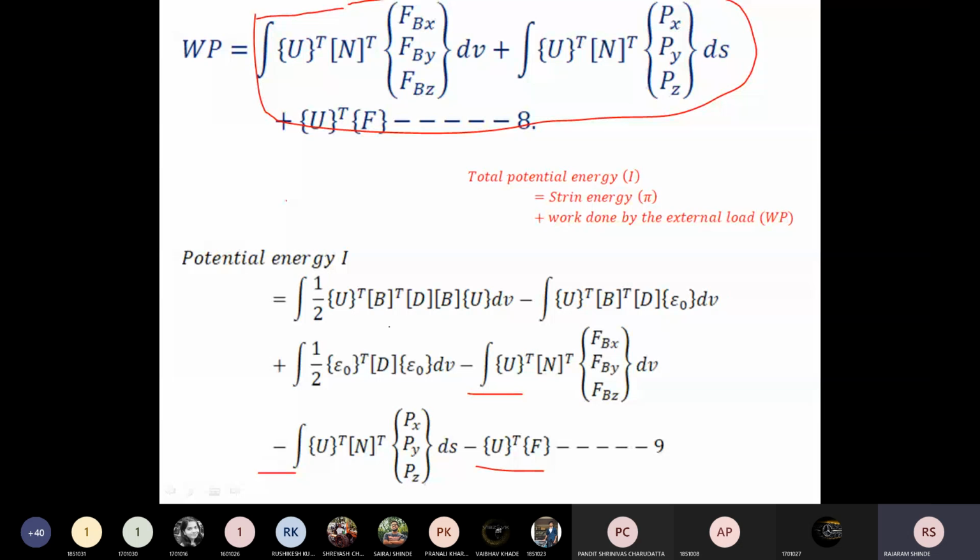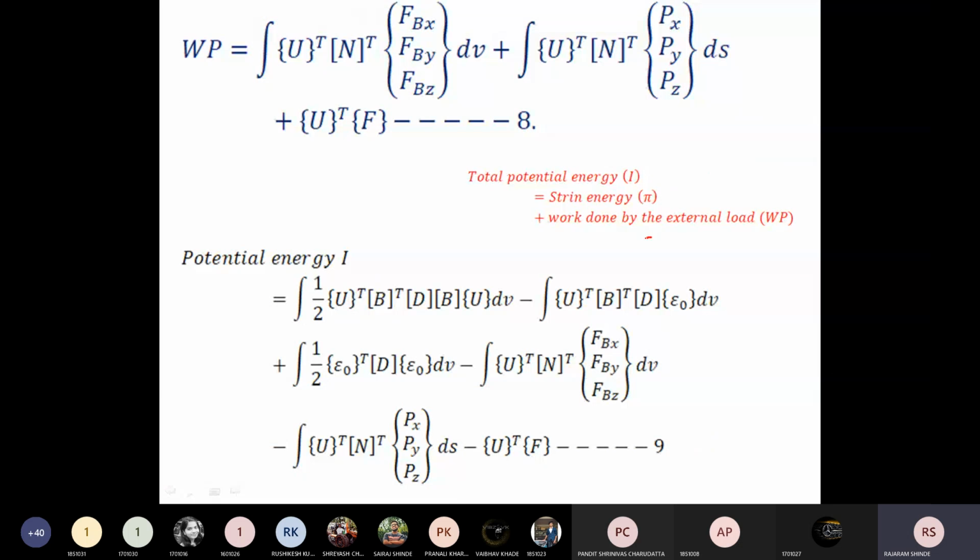Already we have this, it is your equation number 5. Strain energy is your equation number 5. That means I have subtracted equation number 8 from 5 for getting the total potential energy. Now this is equation number 9. Any doubt in this equation? Here I have just written all the terms as it is.